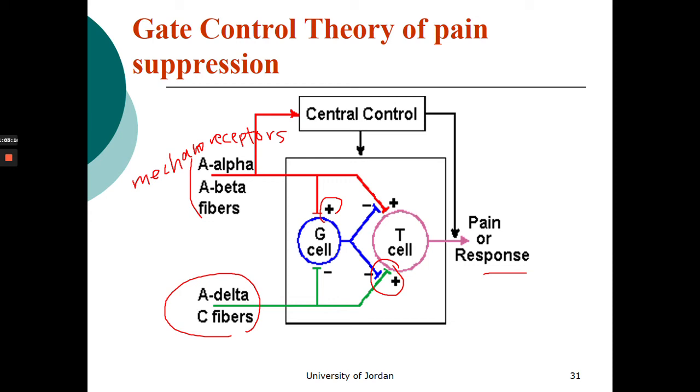So at the same time that A delta fiber and C fiber are stimulated, if you stimulate these mechanoreceptors, A alpha and A beta, by mechanical touch, the tactile receptors, they stimulate the G cell, the gate cell, the one that is tonically active. The G cell goes and inhibits the pain fibers through presynaptic inhibition, and that decreases their release of the neurotransmitter, which is substance P, and then it will lower, or might even block, the stimulation of the transmitting cells, the T cells. If this is blocked, it means that you're not going to feel pain.